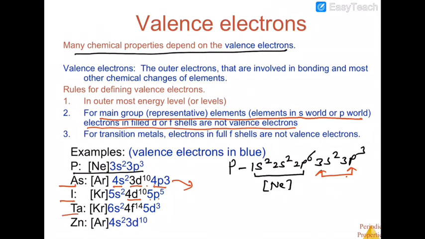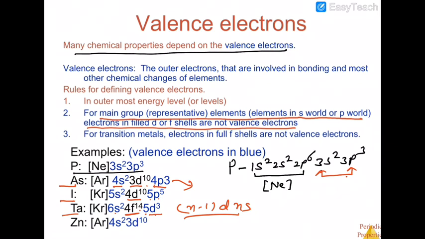Similarly, in tantalum, what happens? It is krypton, 6s2, 4f14, 5d3. The filled 4f orbital should not be taken, as I already told you, (n-1)d and ns electrons. (n-1)d is 5d and 6s. So n is 6, n-1 is 5. So in tantalum also, only the valence 5d and 6s are taken as the valence shell electrons. 4f electrons are not taken as valence electrons.